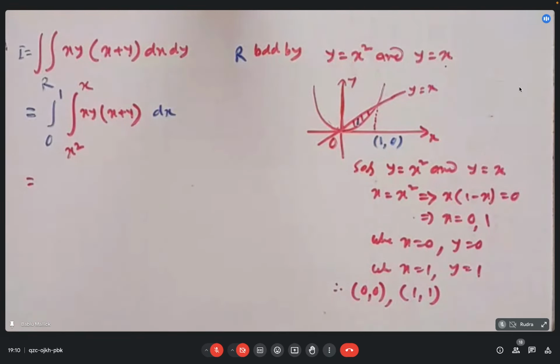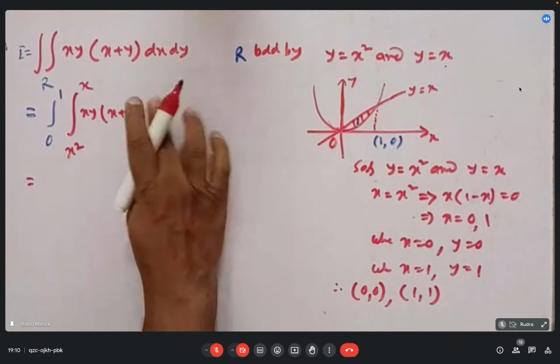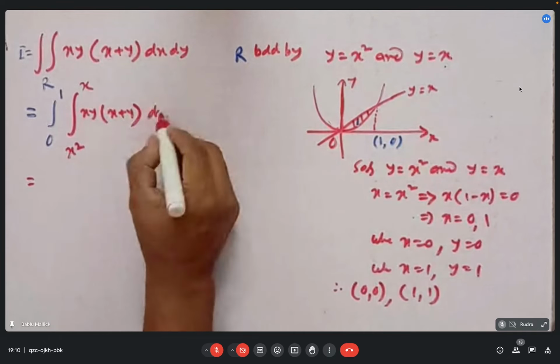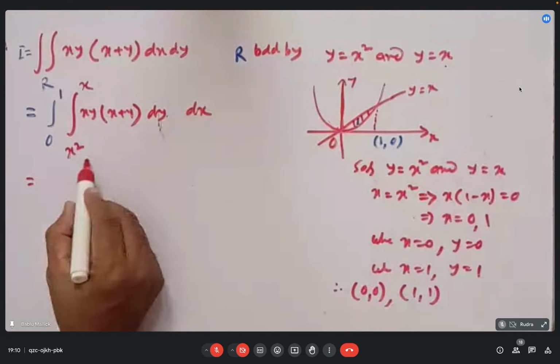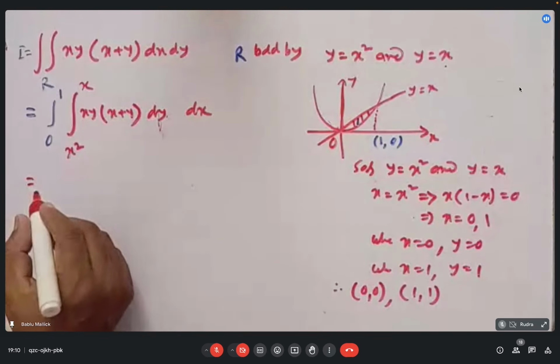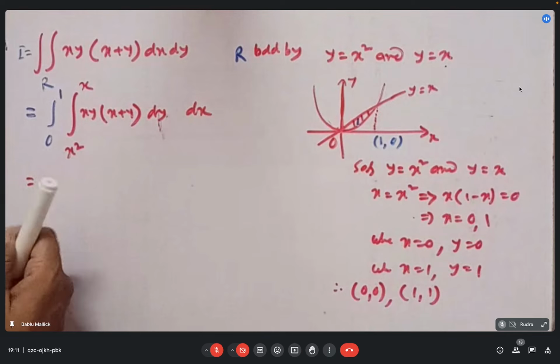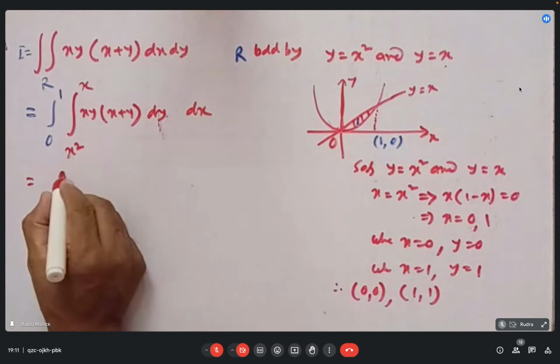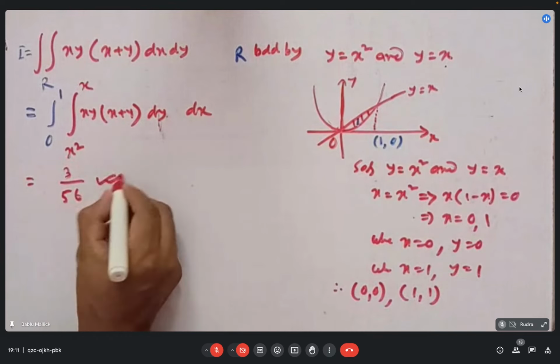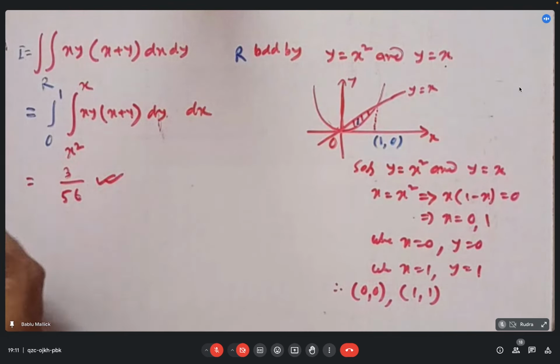So these are very important problems. Now I integrate this. Acha, this integration is your homework. You will do it, this dy dx. Now this is your homework, and what is the answer of this sum? The answer is 3 by 56. You will get 3 by 56.